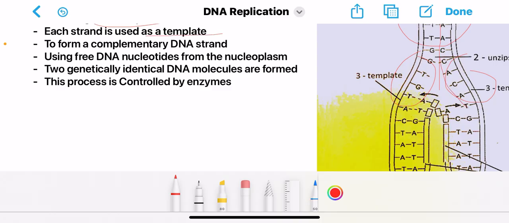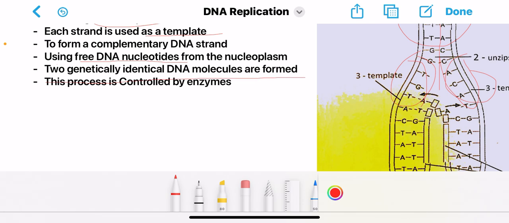You can see it consists of what? Of nitrogenous bases. And using free nucleotides from the what? To form a complementary DNA strand. Using free nucleotides from the nucleoplasm. And I repeat, the nucleoplasm consists of free nucleotides. The nucleotides may be RNA nucleotides or DNA nucleotides. Keep that in mind. Make sure that when you describe, you emphasize that they are DNA nucleotides to form two genetically identical molecules.